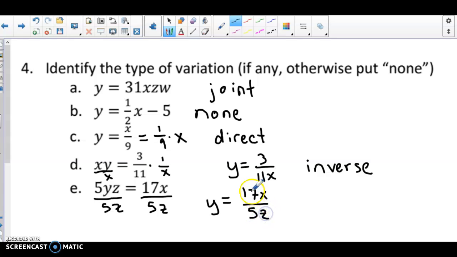Our number here, we have 17 over 5, that's our k. We have an x on the numerator, we have a z in the denominator. So I have one thing up in the numerator, one thing down in the denominator. This means I have a combined variation because I have something that's varying directly and also something that's varying inversely. X is directly to y and z is inversely as y.